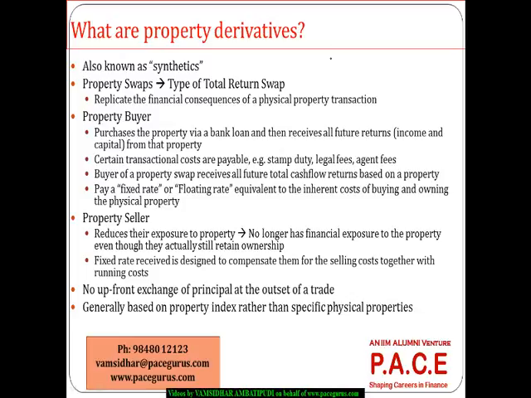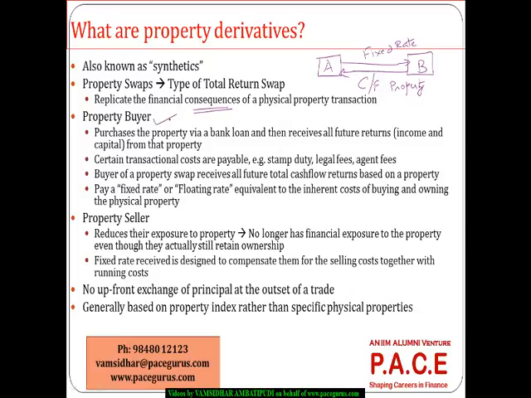It's a kind of total return swap. So it's like this: two parties A and B getting into a property swap agreement. One party promises to pay a fixed interest rate, and in return, the other party promises to pay the total cash flows on that property. Right? It replicates the financial consequences of a physical property. So when I talk about replicating the physical consequence, think of it like this.